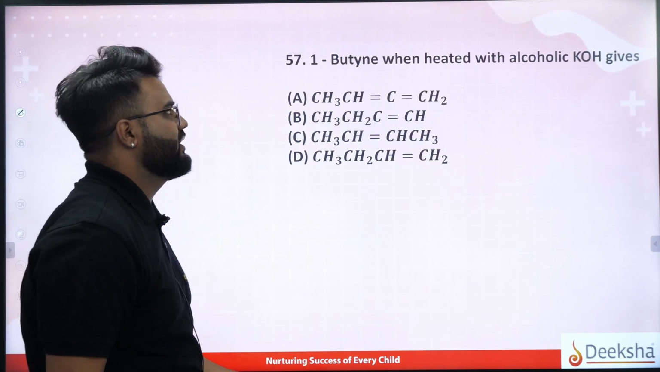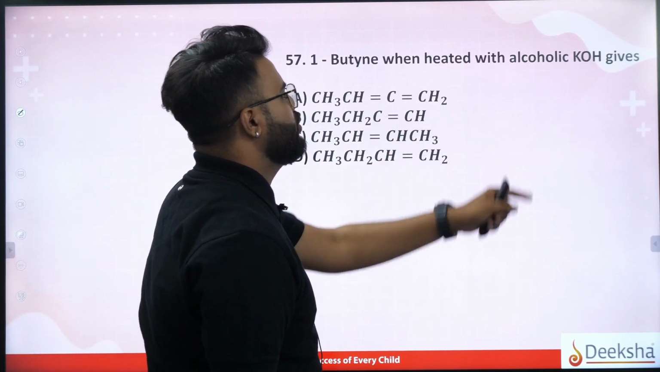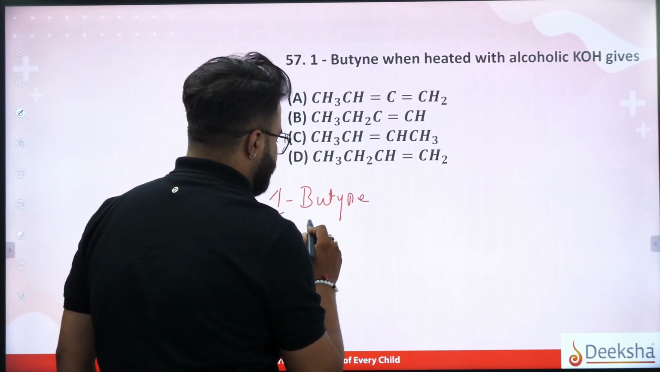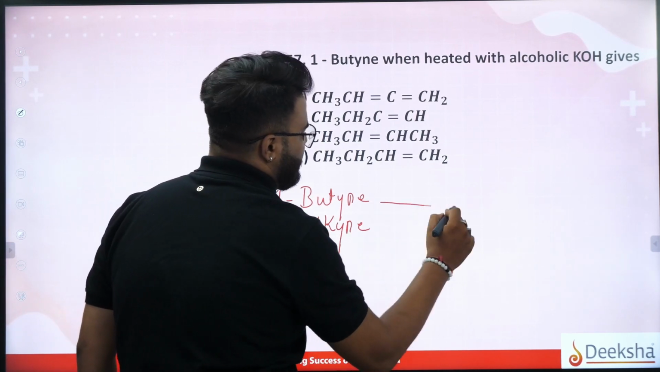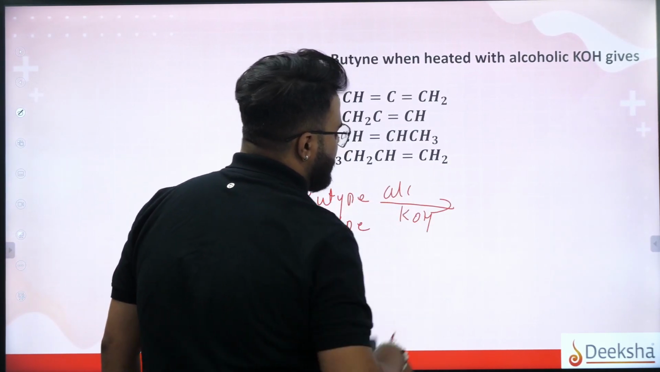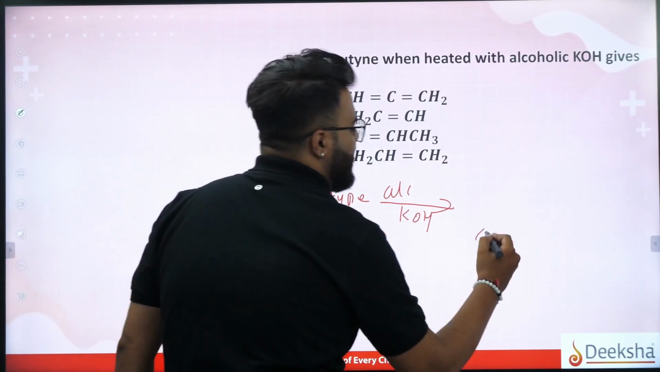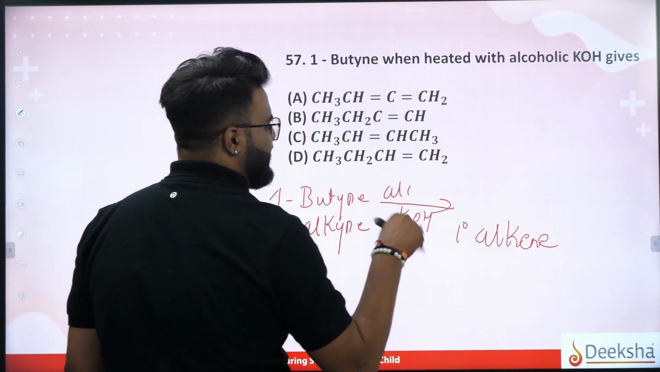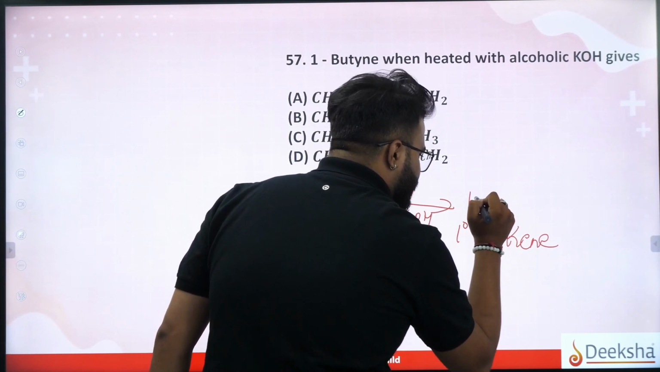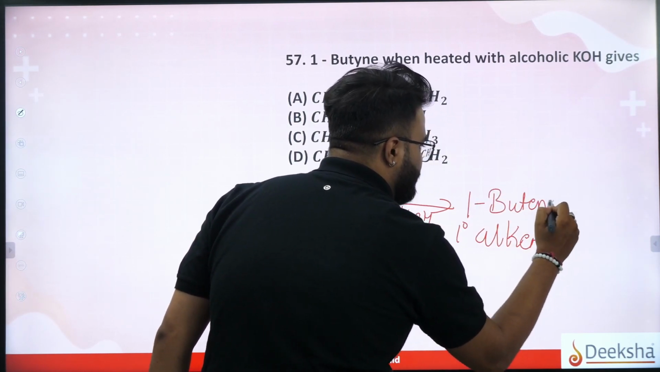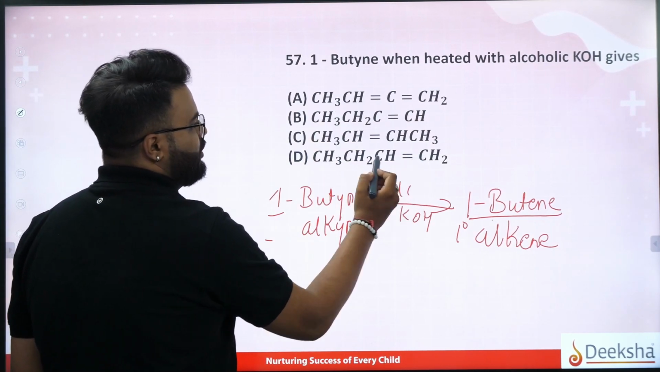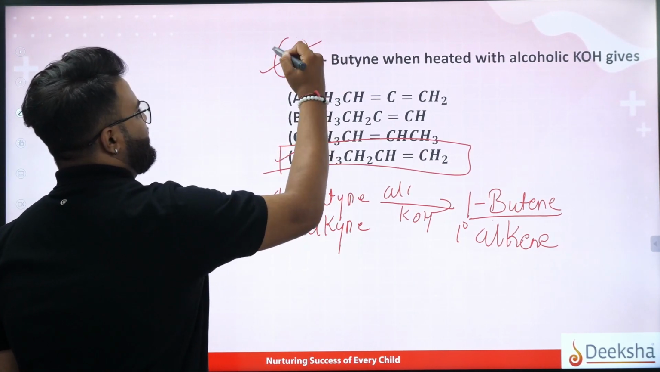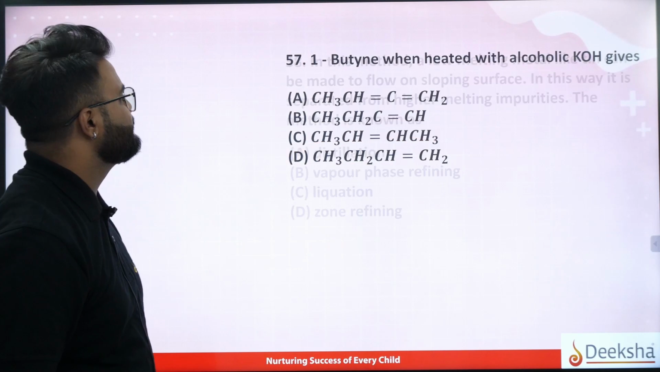Similarly, look at 57. 1 butane when heated with alcoholic potash. So we know that 1 butane is nothing but your alkyne, when it is treated with alcoholic potassium hydroxide, it will give an alkene. That is nothing but your primary alkane, it will give. So 1 butene can give you, that is nothing but 1 butene, 1 butene. So 1 butene is nothing but 1, 2, 3, 4. That is on the single first carbon atom double bond is there. So option D will be your correct answer. For 57, option D will be your correct answer.